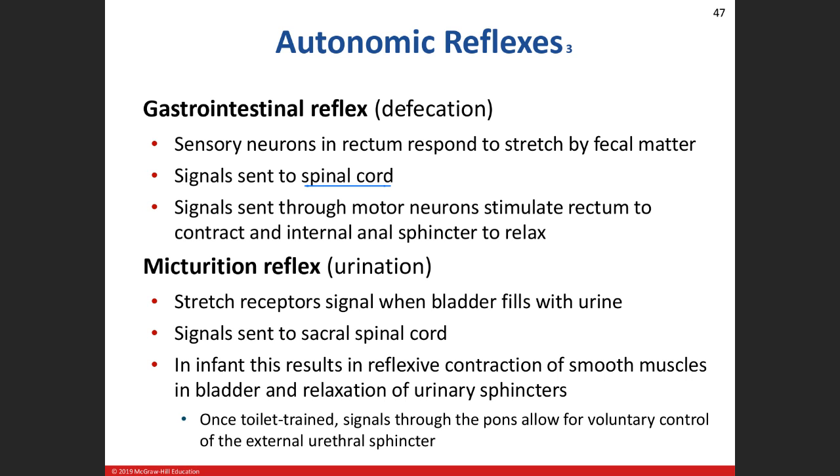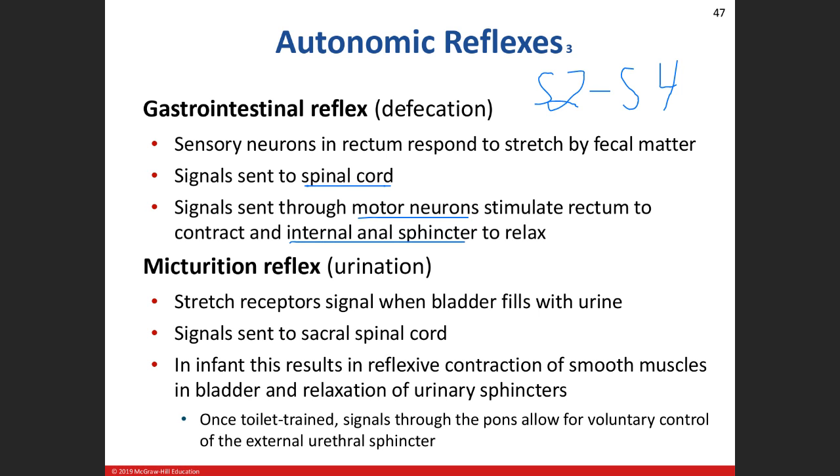That's why folks that become paralyzed, either quadriplegic or paraplegic, usually lose control of their bowel and bladder habits, because it's S2 through S4. Those spinal levels control defecation and urination. So if you lesion the spinal cord above those levels, then you usually lose control of that. It sends that information to the spinal cord, and then the spinal cord, through the motor neurons, is going to stimulate the smooth muscles in the rectum to contract. At the same time, it's also going to stimulate the internal anal sphincter.